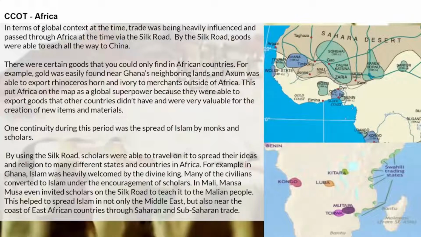So that was another example of ideas being spread, and even just literature and philosophy was also spread from Asia down to East Africa and eventually to West Africa as well.